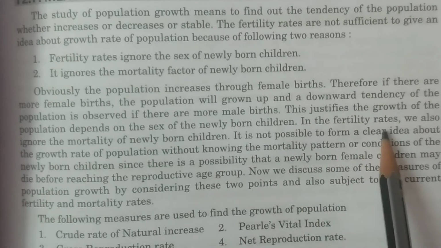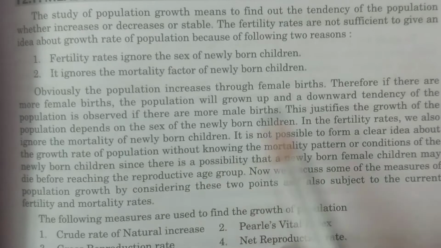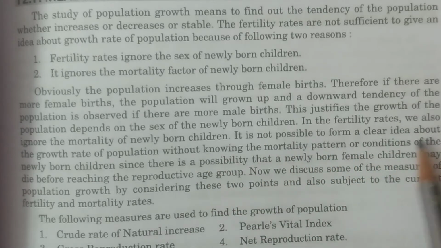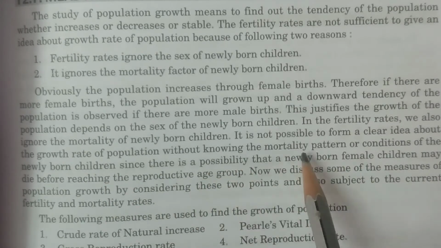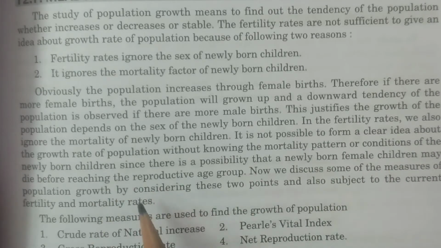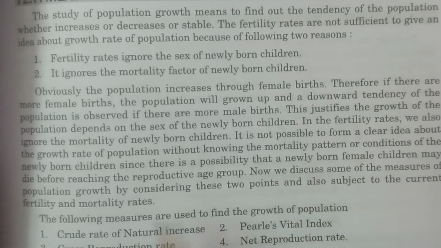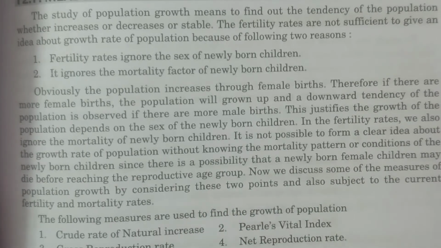So in the fertility rates, we also ignore the mortality of newly born children. That is what we have discussed. It is not possible to form a clear idea about the growth rate of the population without knowing the mortality pattern or conditions of the newly born children, since there is a possibility that a newly born female child may die before reaching the reproductive age group. This is one of the important factors.